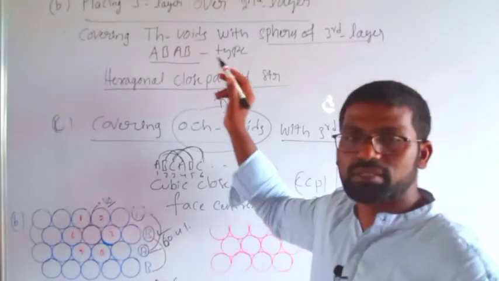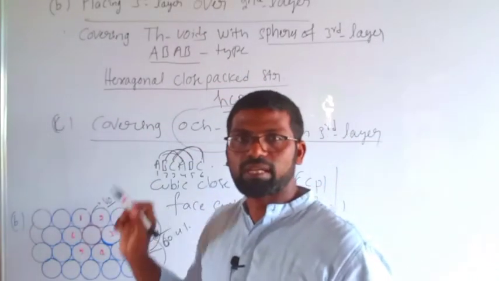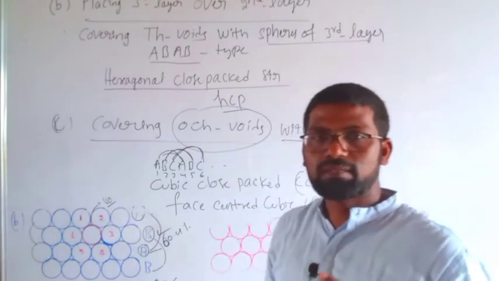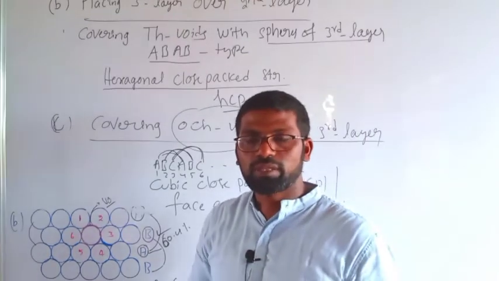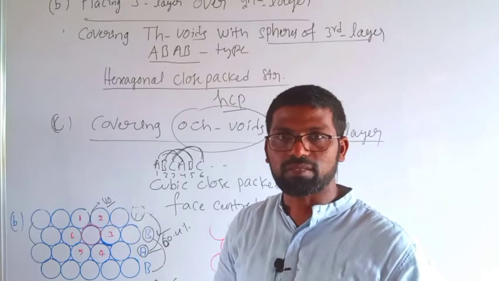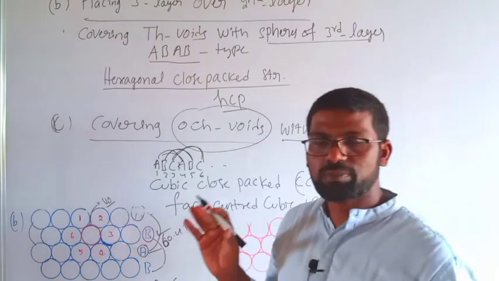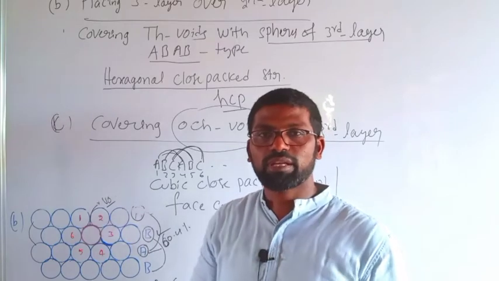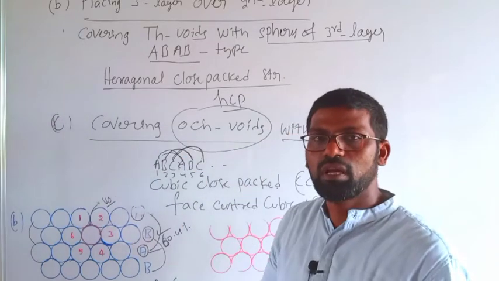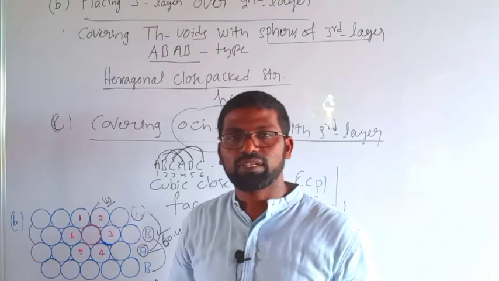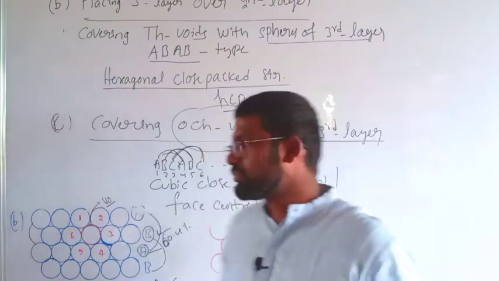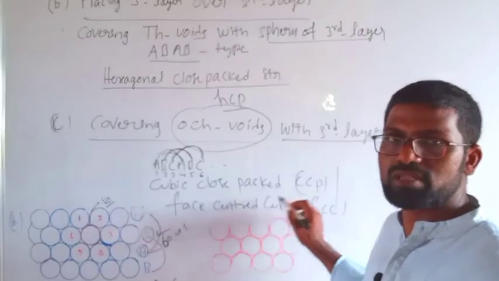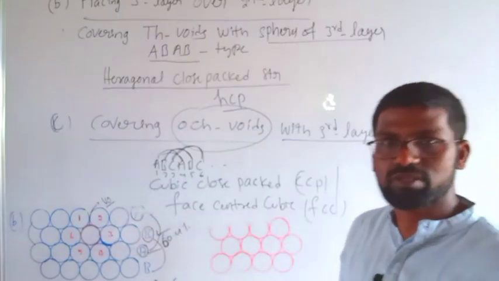Next, placing the third layer over the second layer. While placing the third layer over the second layer, there will be two different types of patterns. One is placing the spheres of the third layer over the tetrahedral voids, then we will get a hexagonal close packing structure. When we place the spheres of the third layer over the octahedral voids, then we will get a cubic close packed structure, or FCC, face centered cubic structure.